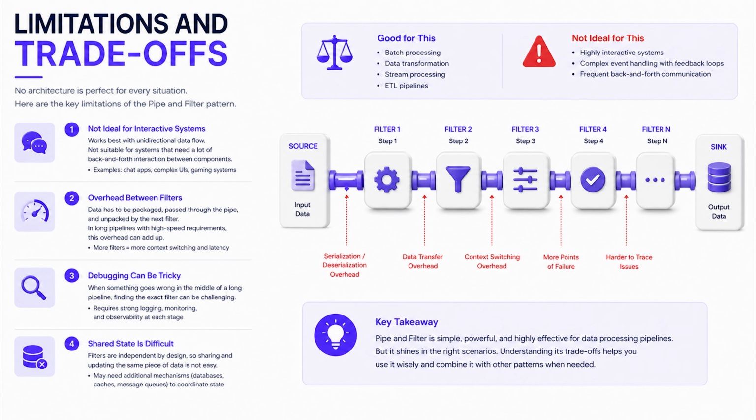Overhead between filters. Every time data passes from one filter to the next, there is a small cost involved. The data needs to be packaged up, passed through the pipe, and then unpacked by the next filter. If you have a very long chain of filters and extremely high speed requirements, this overhead can add up.